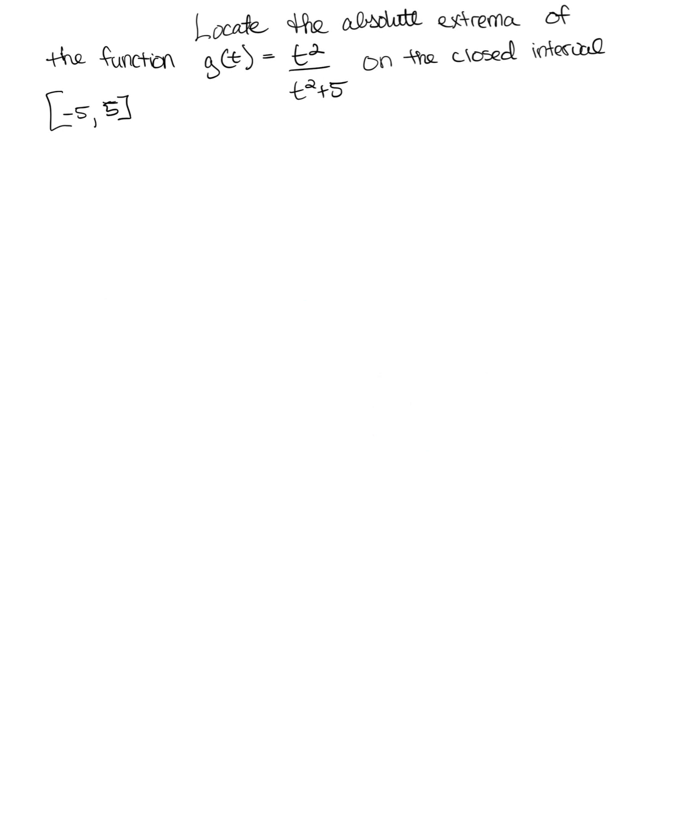Okay, so it says locate the absolute extrema of the function g of t equals t squared divided by t squared plus 5 on the closed interval negative 5, 5. So what's the first thing we do? We take the derivative. Now this is going to be a quotient rule. We'll say g prime of t equals, you're going to square the bottom.